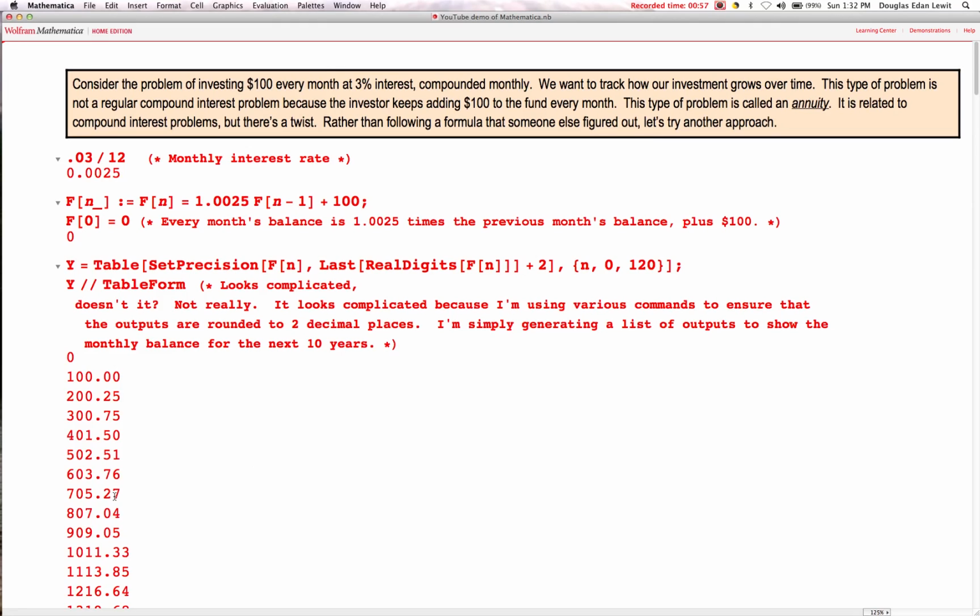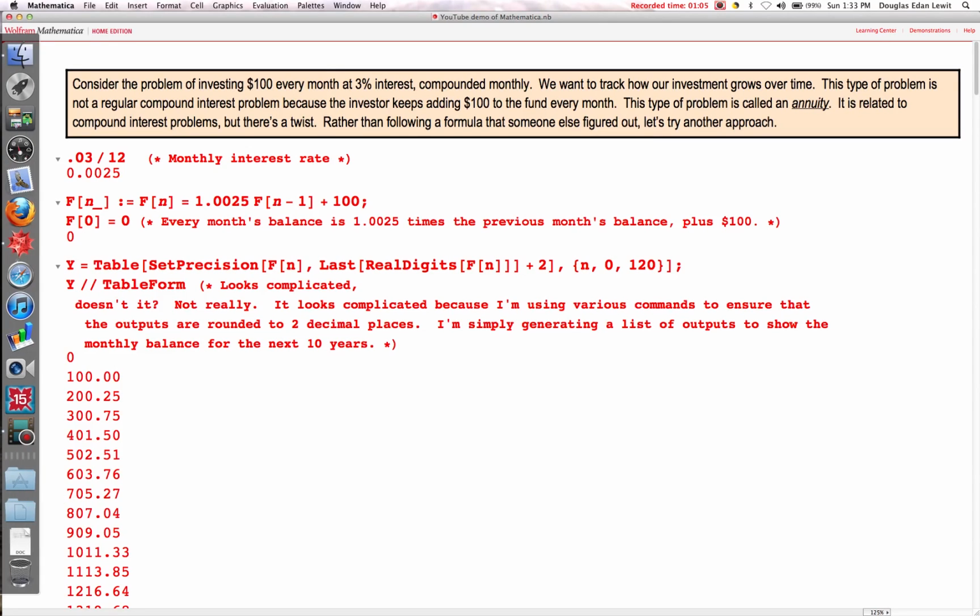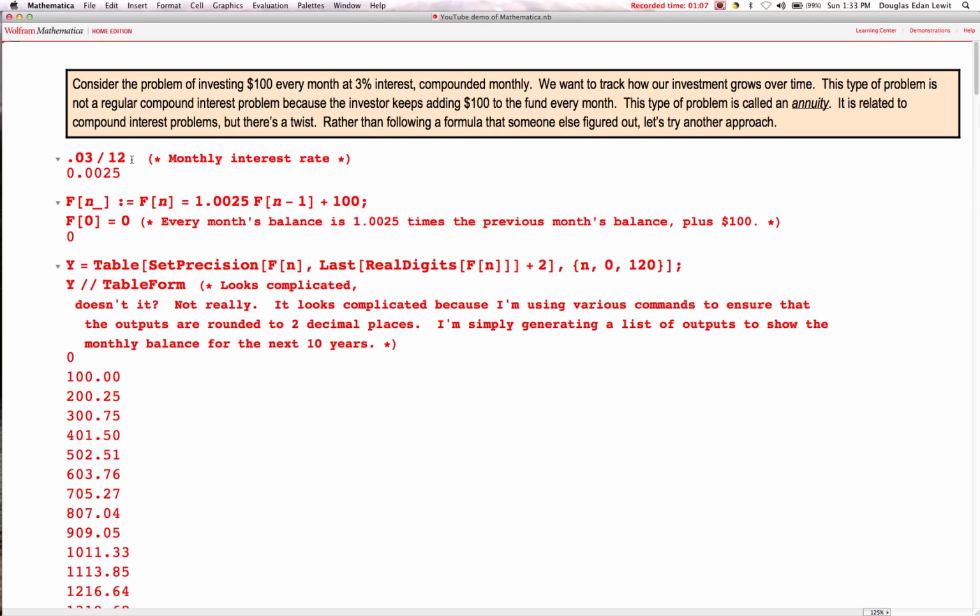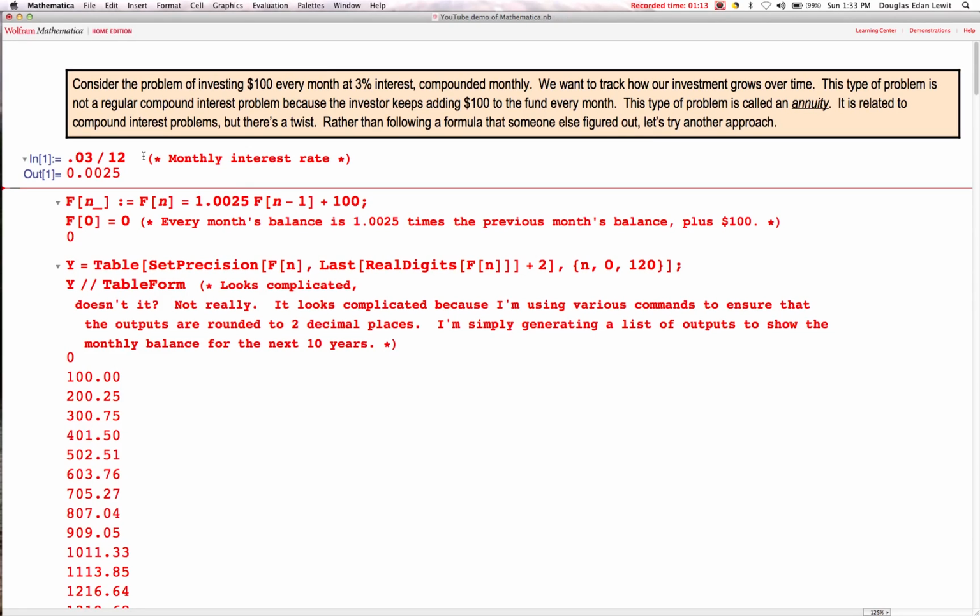First of all, this problem is related to arithmetic series and geometric series, and we'll figure that out in just a minute. So first of all, let's take 3% or 0.03 and divide it by 12. That gives you the monthly interest rate of 0.25% or 0.0025. Let's create a function.